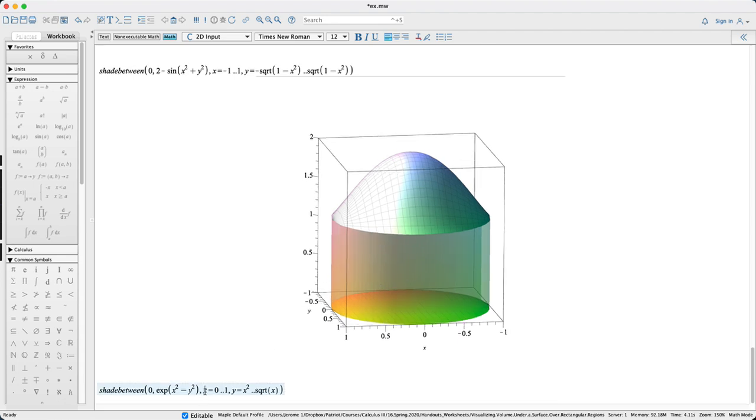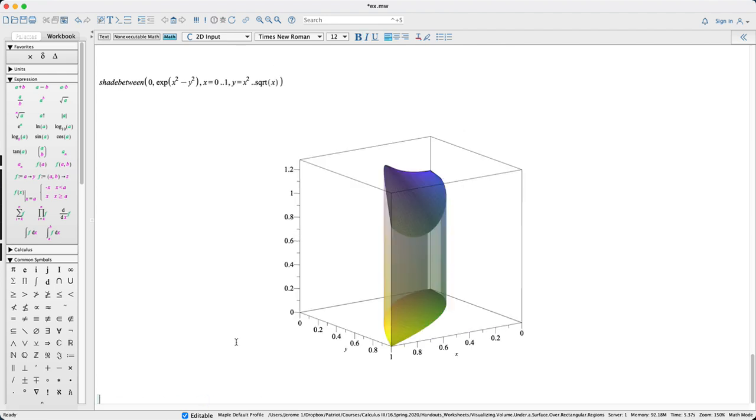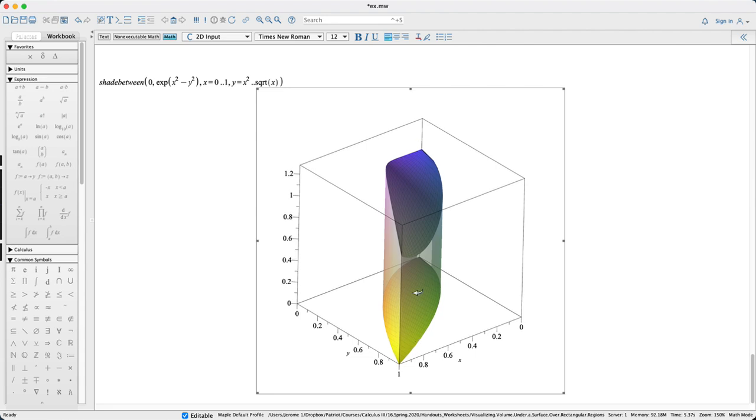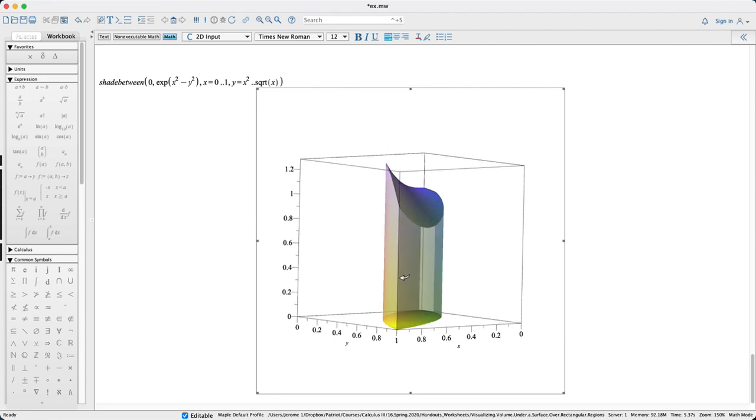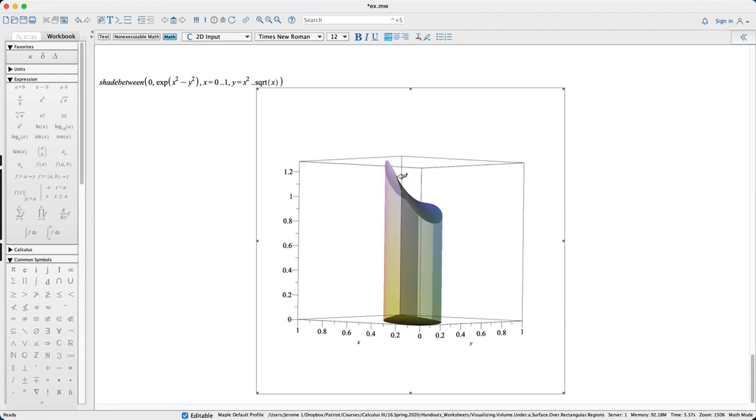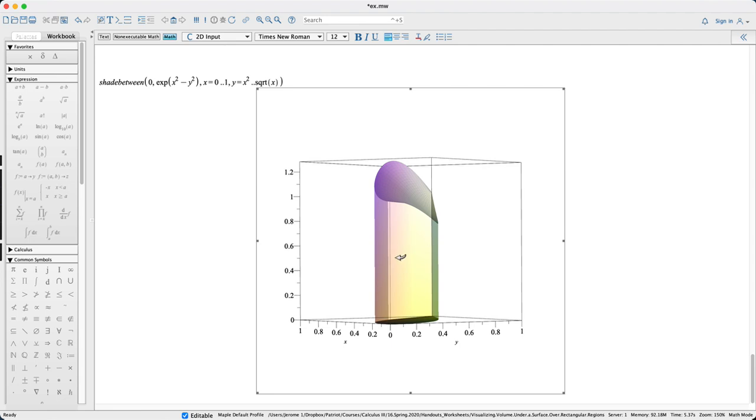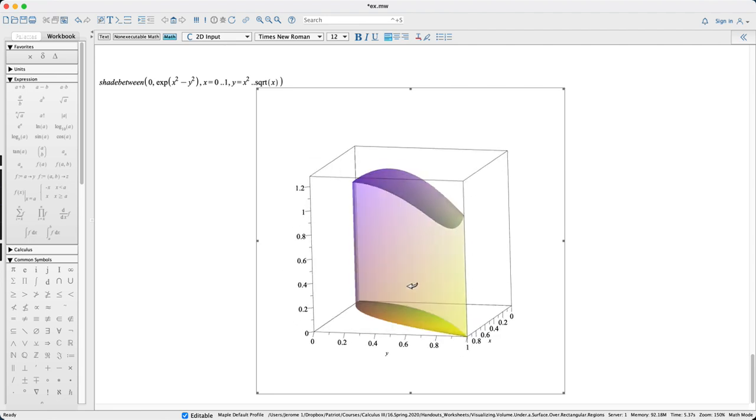And here's our last one. The base is definitely not a rectangle. The base is bounded by this boundary here, I believe y equals x squared, and this one here is y equals the square root of x, and that forms the base. And you can see the top now is that curved surface, and again another volume. What is the volume?